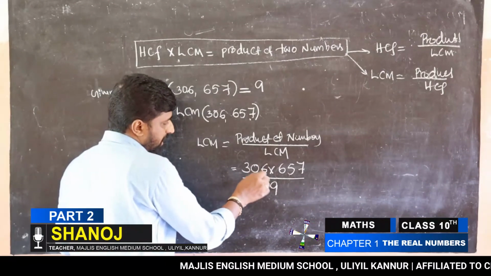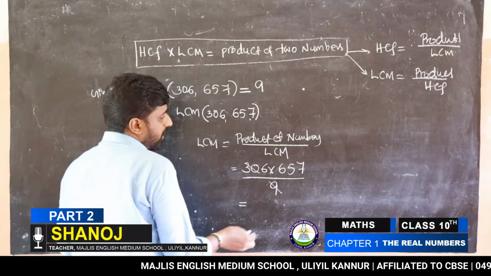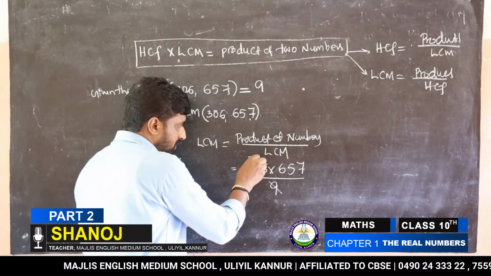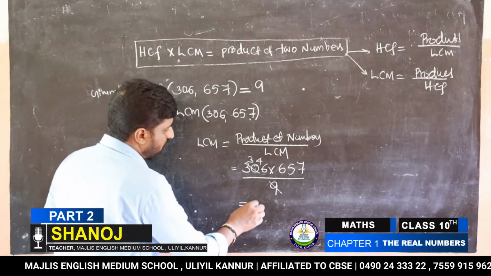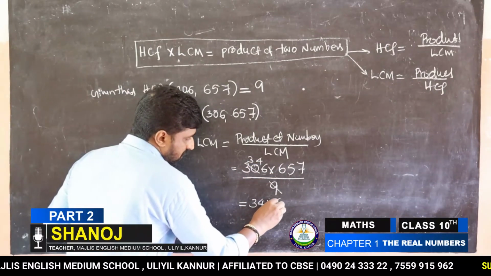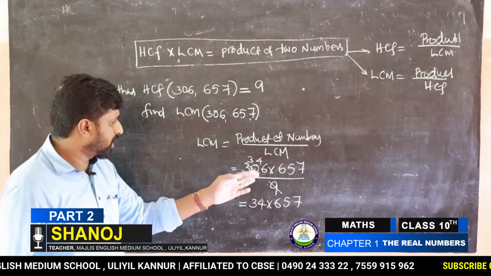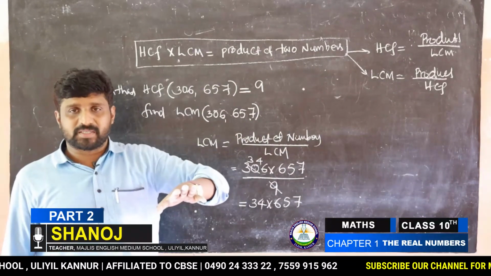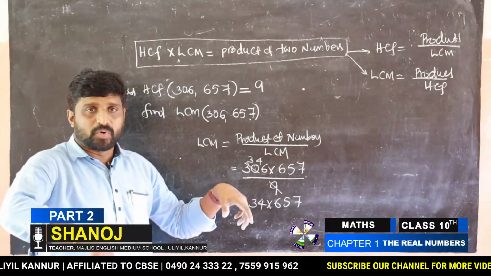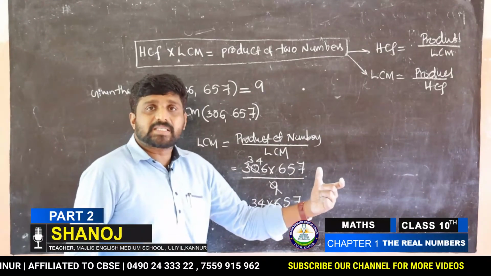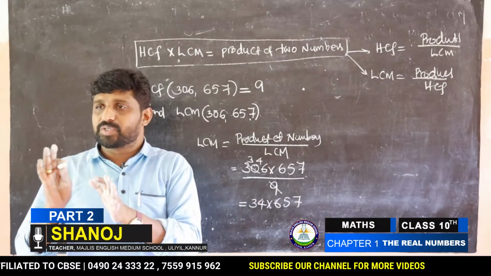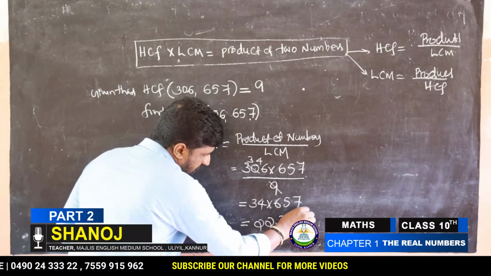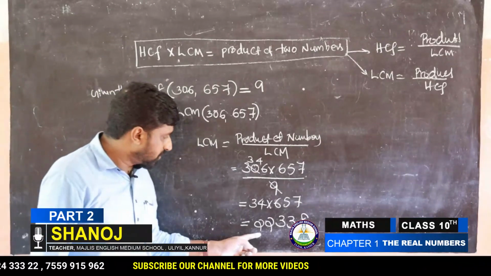Now I can cut here 9 and 306 will cut, 3 times 3 into 9 is 27, 3 is remaining and 36, 4 times. Now it becomes 34 into 657. Otherwise, we can multiply 306 into 657, then divide by 9, and you get the same answer. If you cut like this, it's simple for you. Now 34 into 657. You can multiply these two numbers. We got the answer like this, 22338.